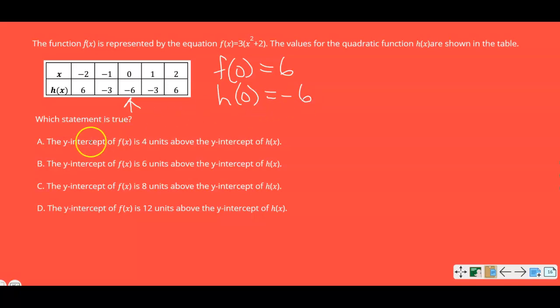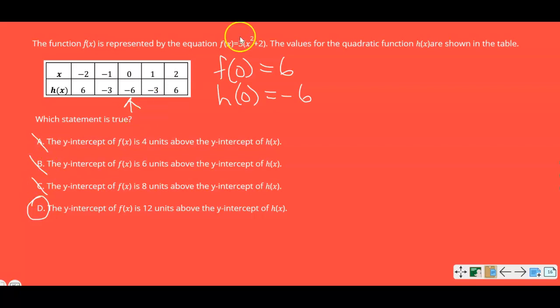So if we look down through the choices again, f of x is 4 above h of x. That's not true. F of x is 6 above h of x. That's not true. F of x is 8 above. That is not true either. And f of x is 12 units above the y-intercept of h of x. So that would be the correct answer.